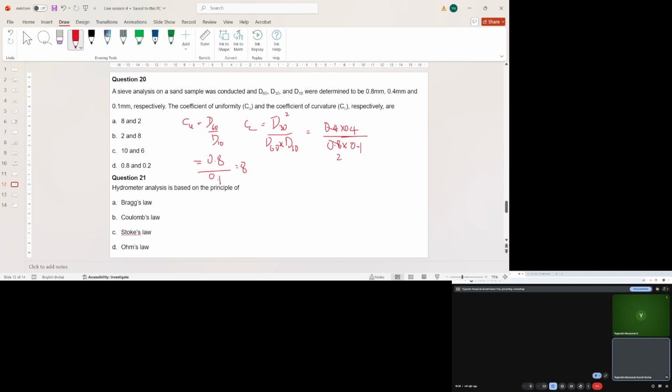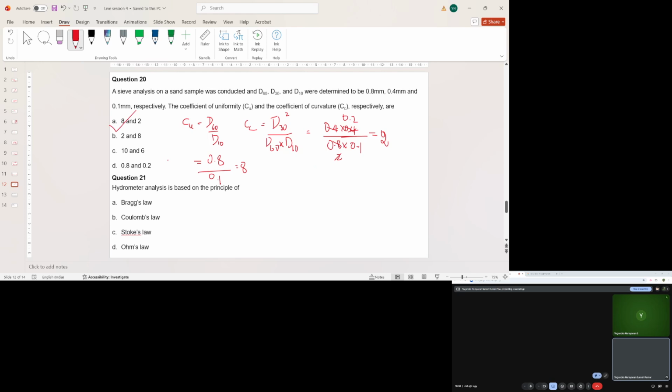So this is 2 times, this is going to be 0.2, and this is going to be 2. Right? So Cu is 8 and Cc is going to be 2. Therefore, the right option is option A.